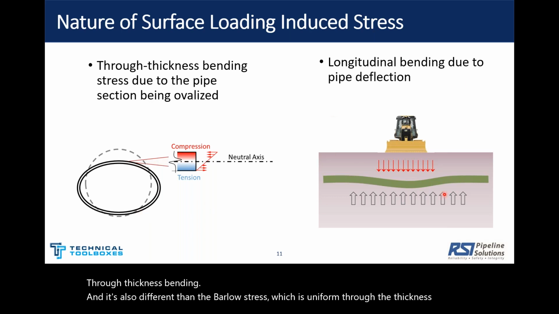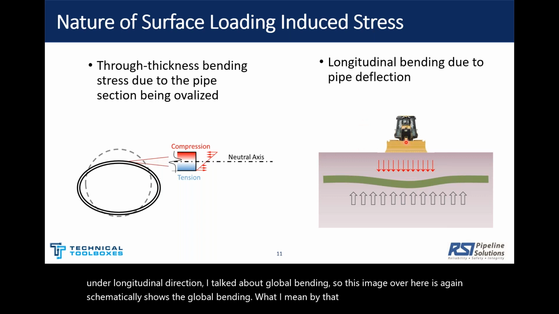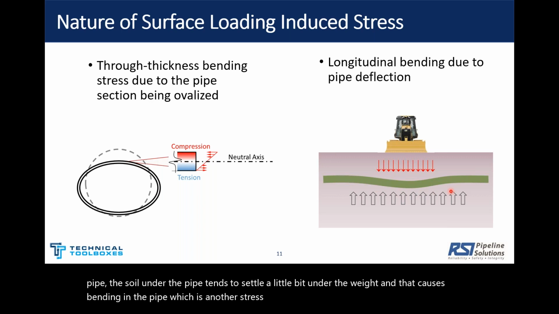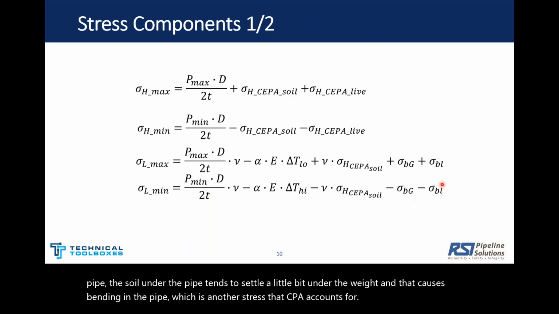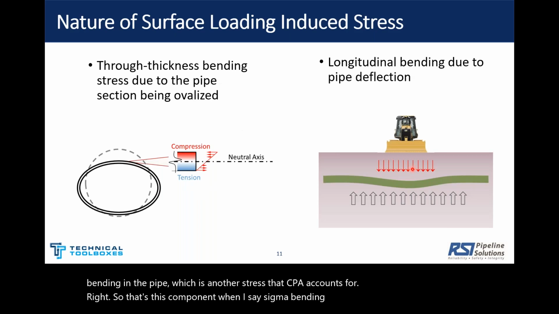Now, on the longitudinal direction, I talked about global bending. So this image over here, again schematically, shows the global bending. What I mean by that is, when there's a vehicle on the pipe, the soil under the pipe tends to settle a little bit under the weight, and that causes bending in the pipe, which is another stress that CEPA accounts for, right? So that's this component. When I say sigma bending global, that's this stress that you can see here.